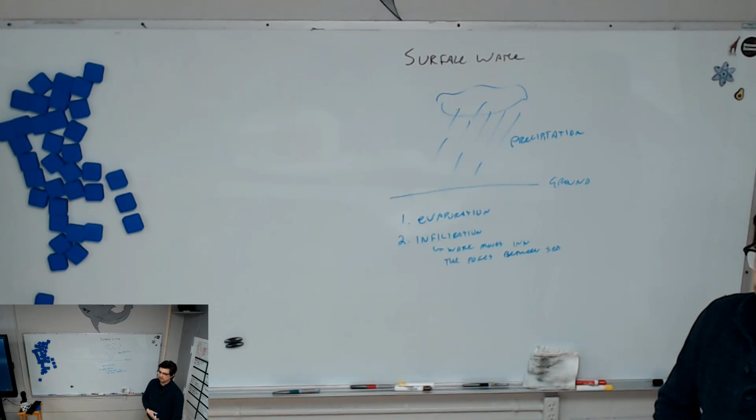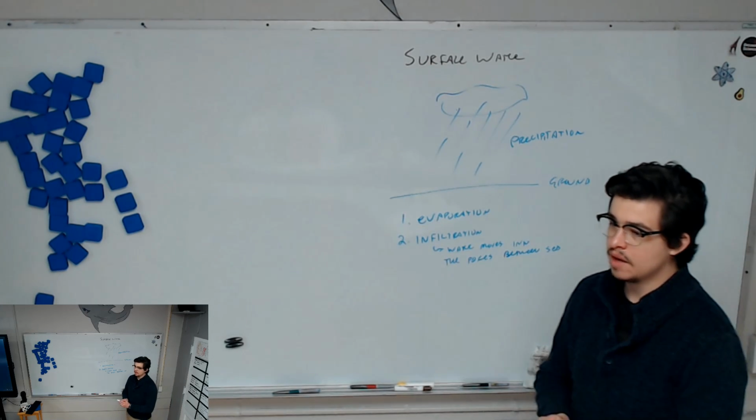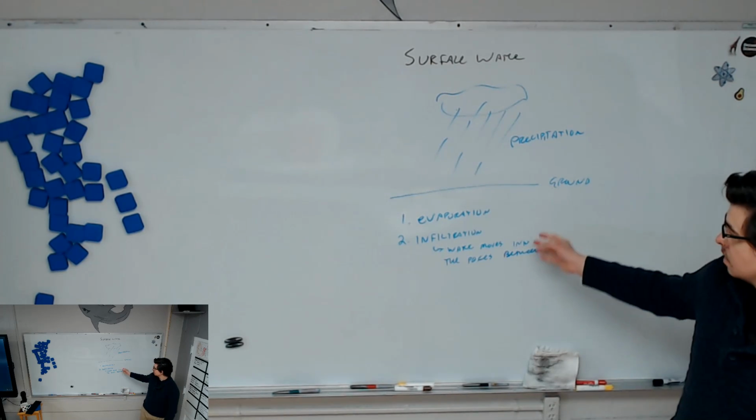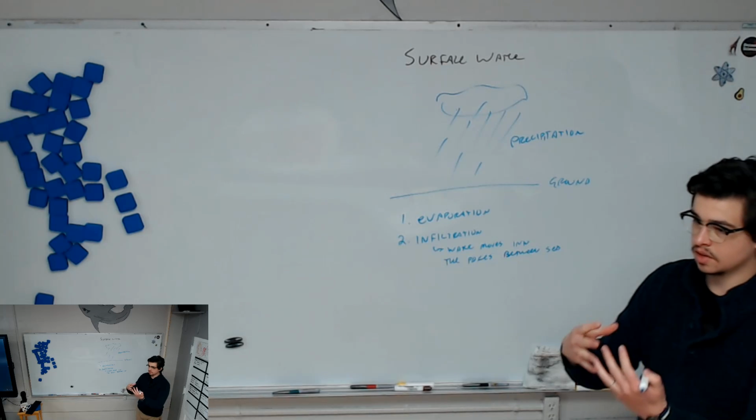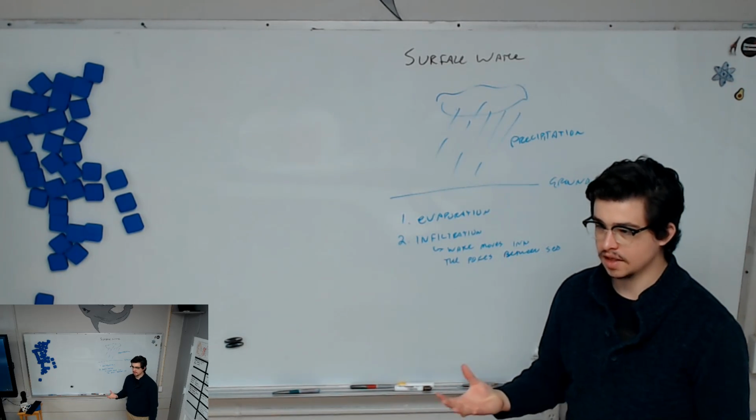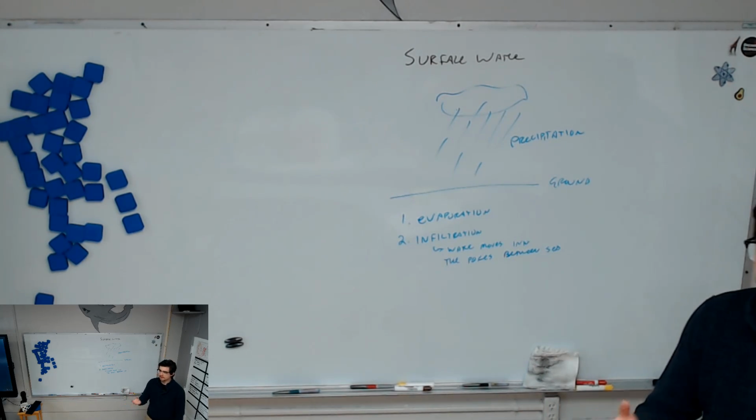What else soaks stuff up? A sponge or a towel. And with both of those things, the water is going into the pore spaces. That's why a sponge looks the way it does. That's why it's absorbent and porous, right? Because it can hold the water in its little pore spaces.